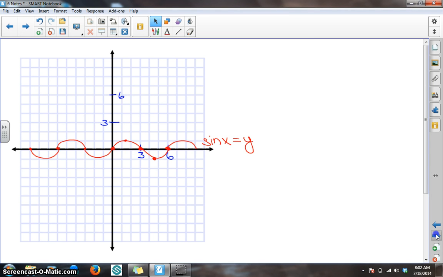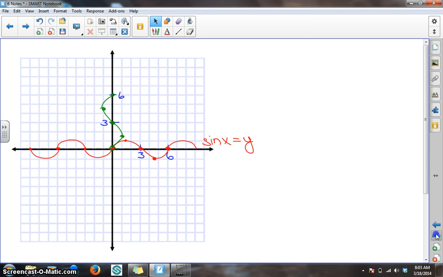Okay, now if I wanted to invert that, effectively I'd be taking every one of those points and switching them. So the coordinates of those points would kind of get reversed. So 0, 0 would stay 0, 0. But 1.5, comma 1 would become 1, comma 1.5. And 3, comma 0 would become 0, comma 3. And 4.5, comma -1 would become -1, comma 4.5. And 6, comma 0 would become 0, comma 6. So everybody see that inverse graph going on there?